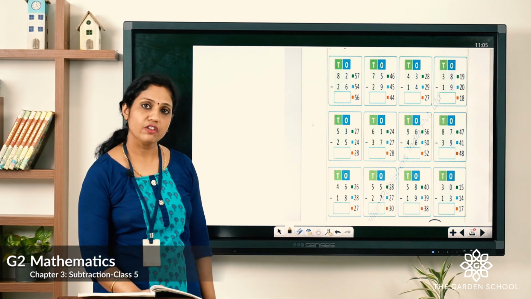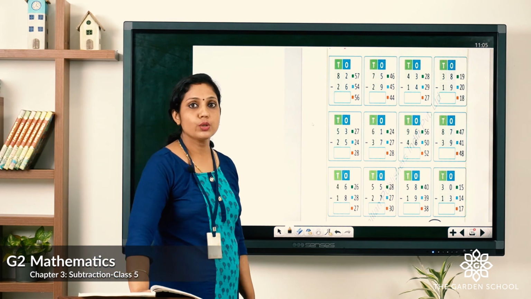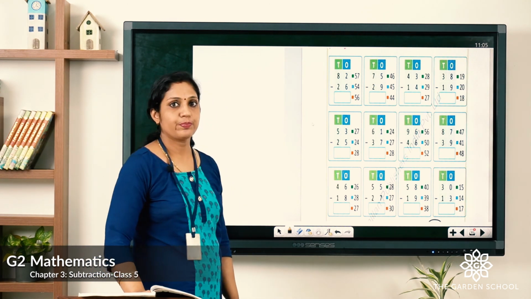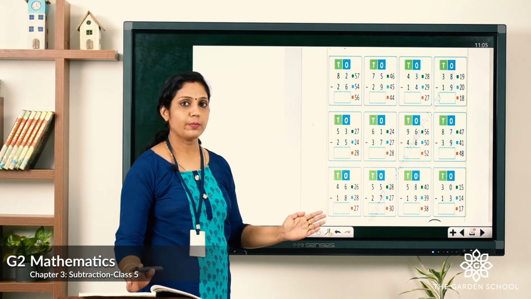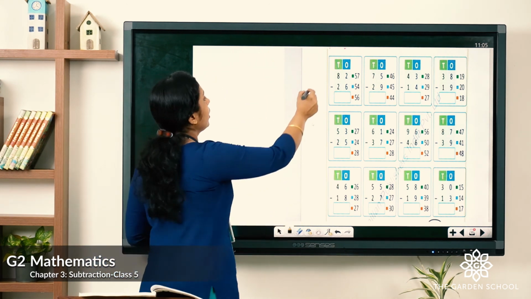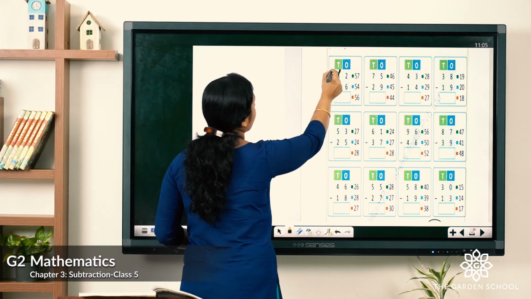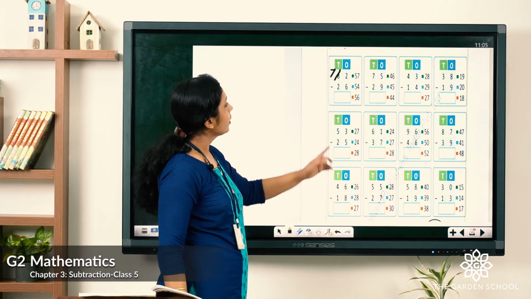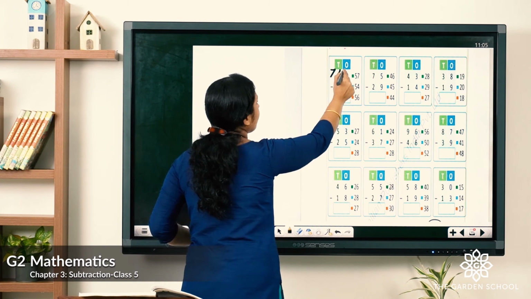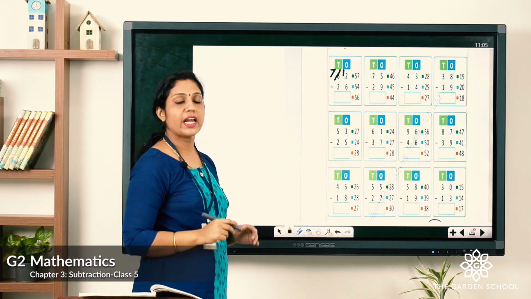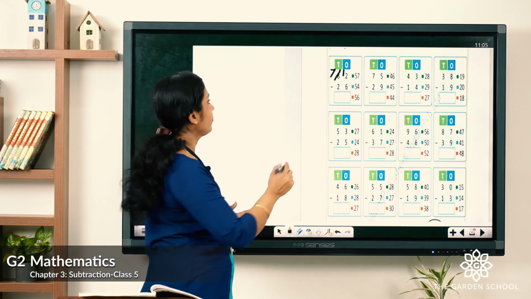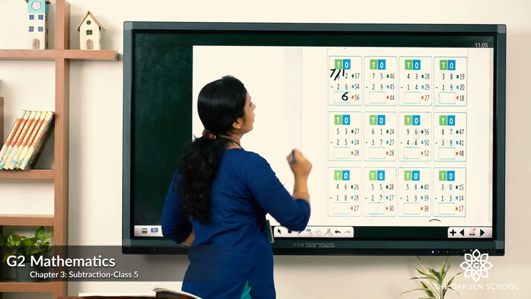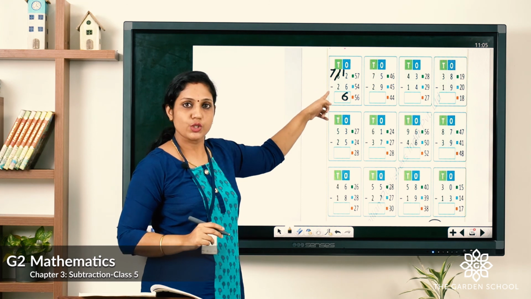So let's check the first one. It is 82 minus 26. How much is it? 2 minus 6. You are not able to subtract, so go for borrowing. From here, you subtract and you write 7. And you get 12 in the ones place. Now we have to subtract 12 minus 6. What is the answer? It is 6. So write it here. Now 7 minus 2 in the tens place.